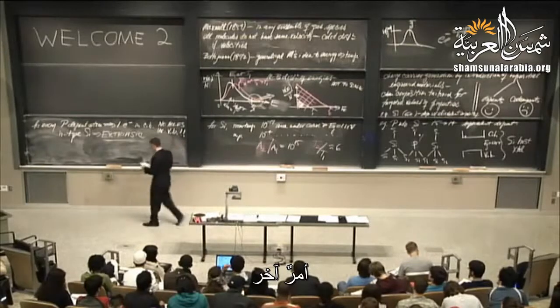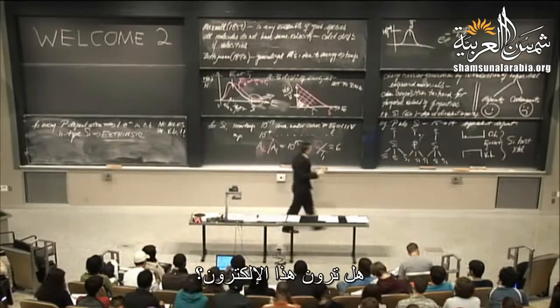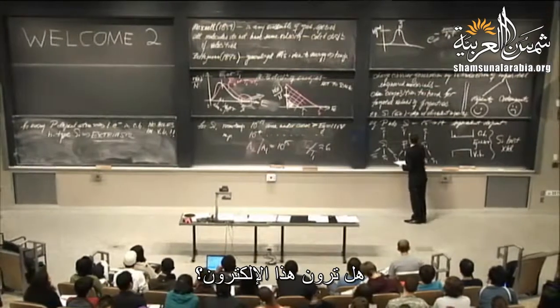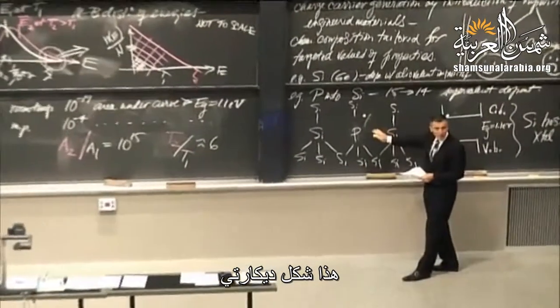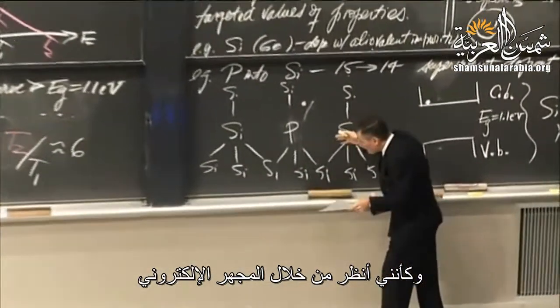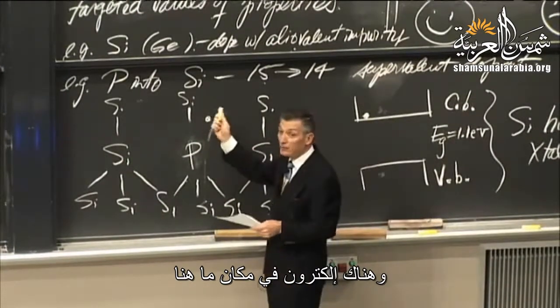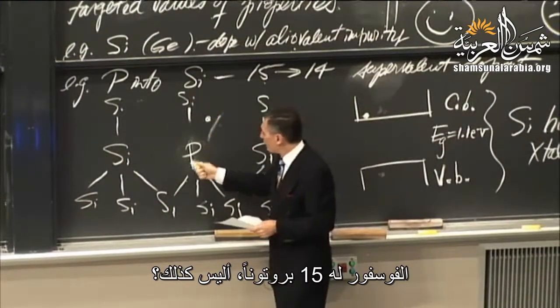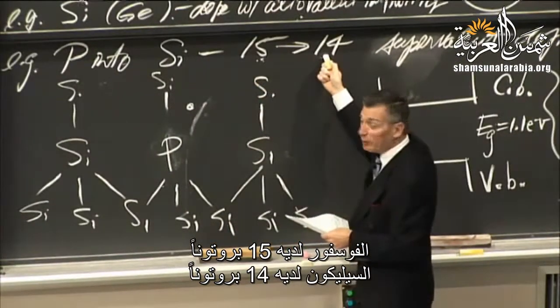One more thing. Something very, very cool here. Do you see this electron? It's sitting here somewhere. Now this is a Cartesian map. I'm looking at it through a scanning electron microscope. I see all the silicons, I got the phosphorus, and there's an electron in here somewhere. And this has got 15, right? This has got 15 protons, this has got 14 protons.